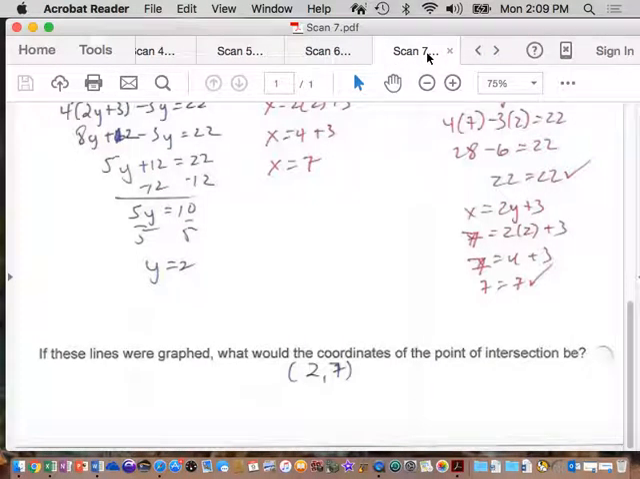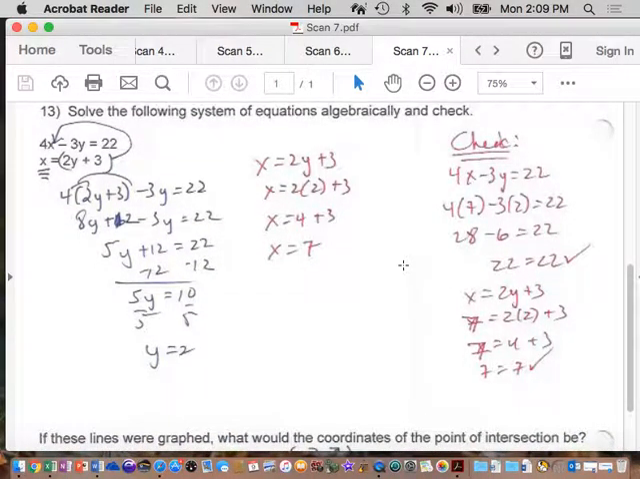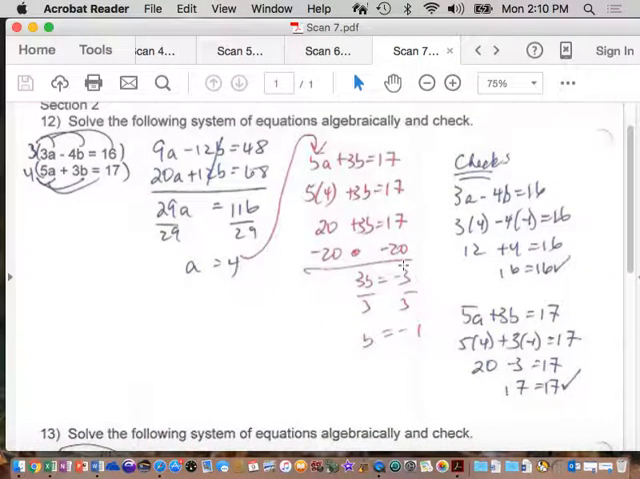Next up. The next one had two parts to it. The first part was number 12 here, which is to solve algebraically. And you'll notice on this one that the A's are on top of the A's, the B's on top of the B's, the numbers on top of the numbers, the equals on top of the equals. So that means they're all aligned, which means we're going to go with the elimination technique.